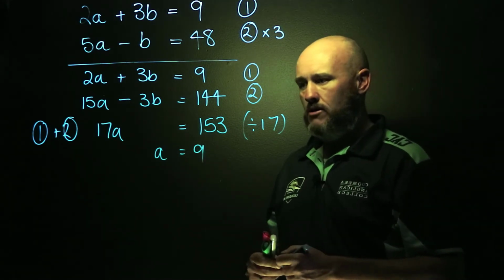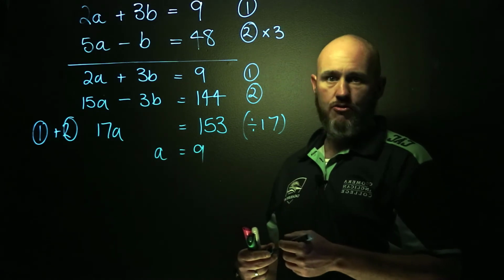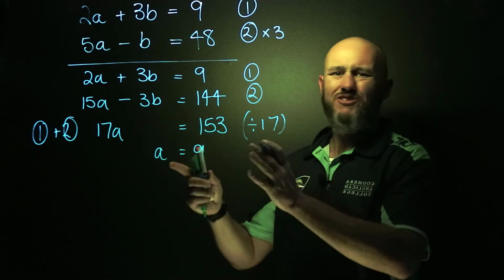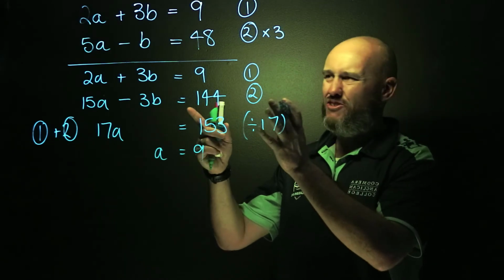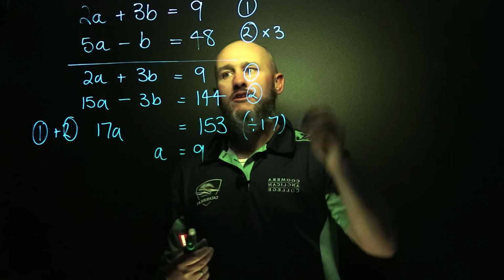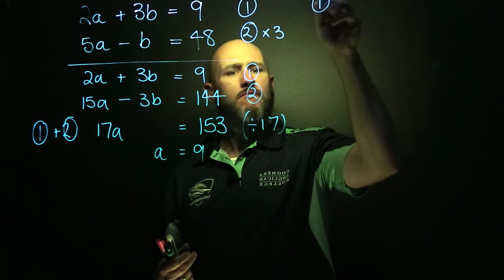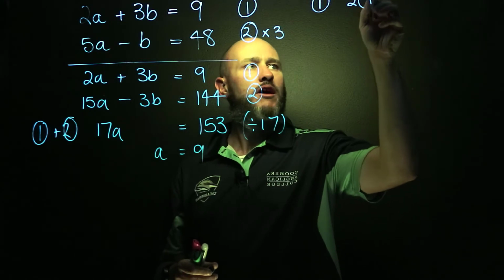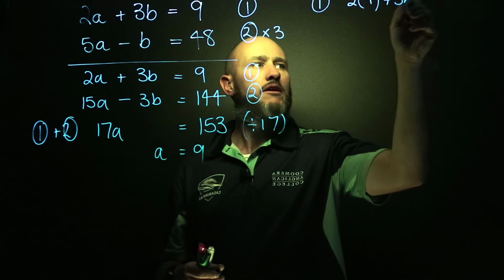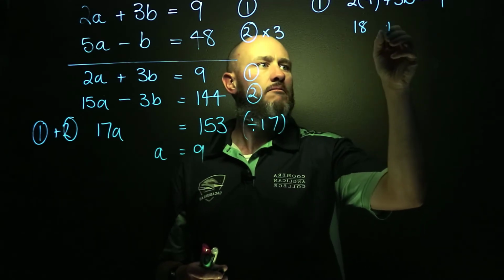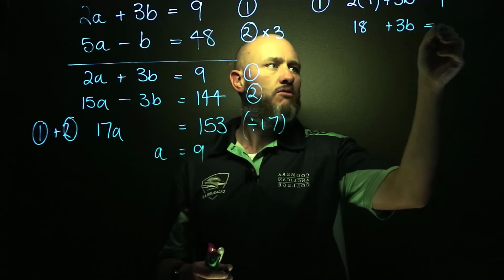Now I've got my a value, I need to put that back into one of my original equations. And I'm going to choose the first one, just because the 3b has a 3 out the front, but it's not negative, and I'm just trying to avoid the negatives where I can. So in equation number 1, I put in a equals 9, so I get 2 times 9 plus 3b equals 9, gives me 18 plus 3b equals 9.